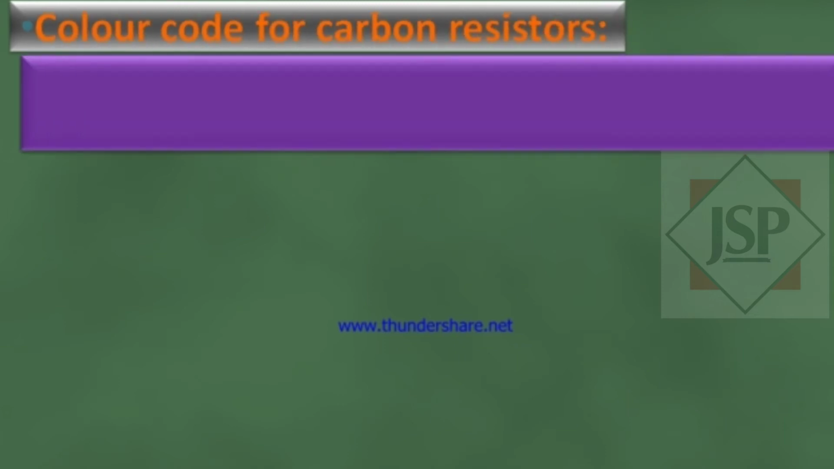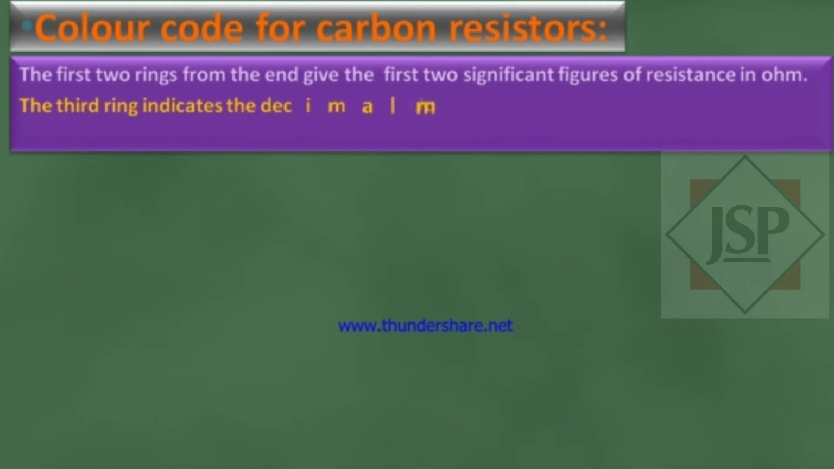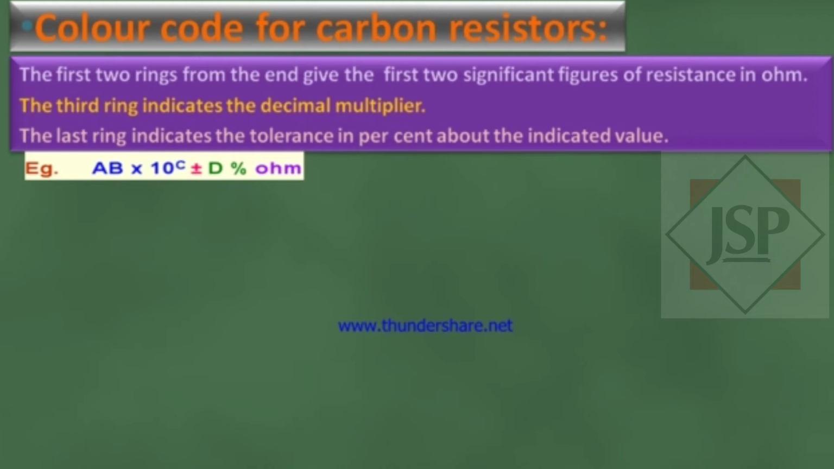The first two rings from the end give the first two significant figures of the resistance in ohm. The third ring indicates the decimal multiplier. The last ring indicates the tolerance in percent about the indicated value. For example, AB into 10 to the power of C plus or minus D percent ohm.